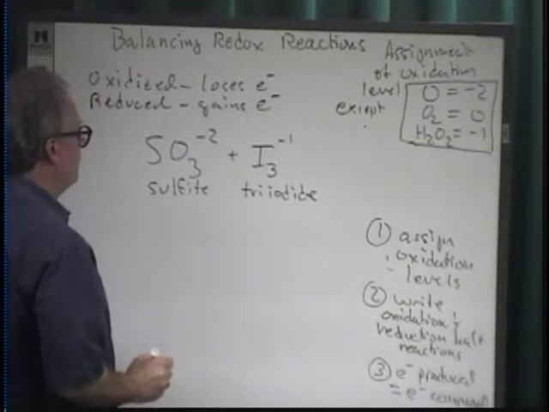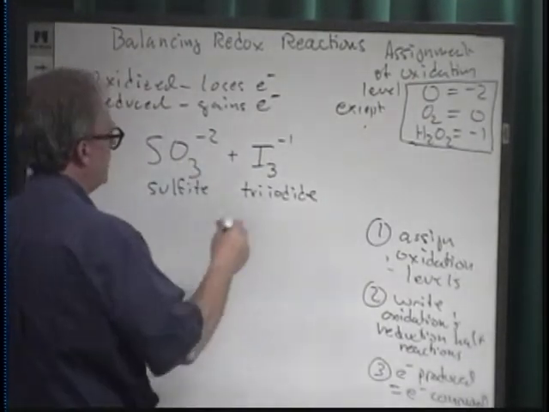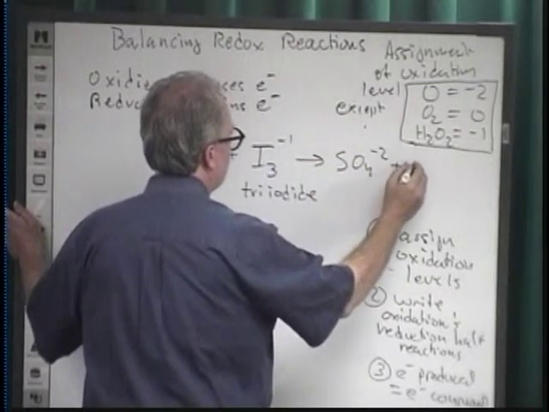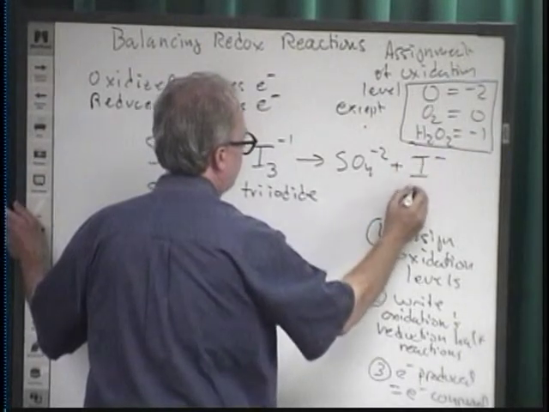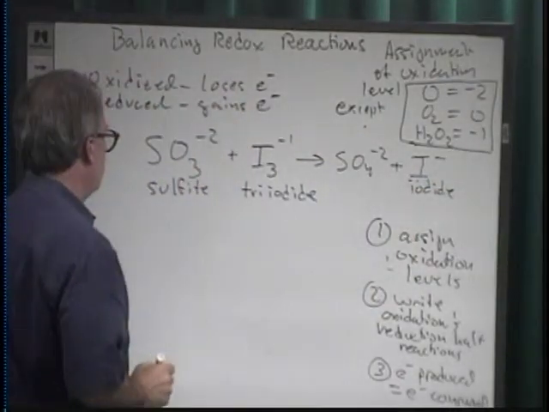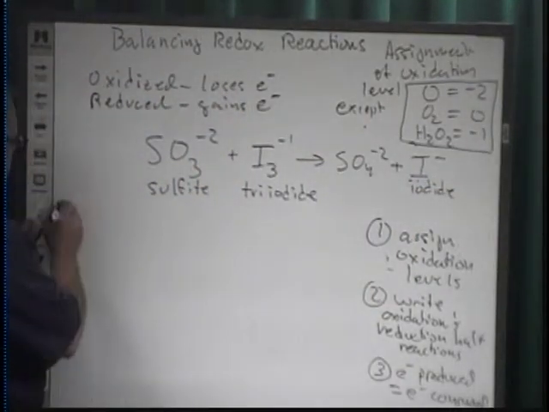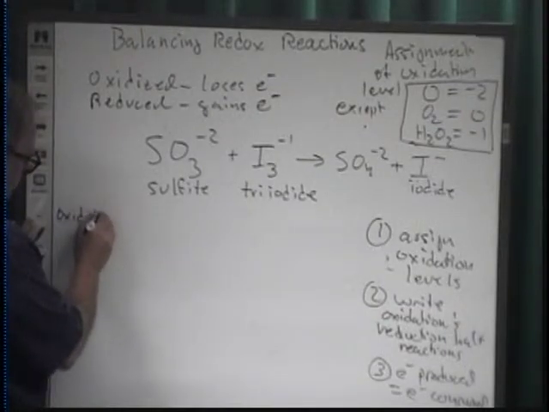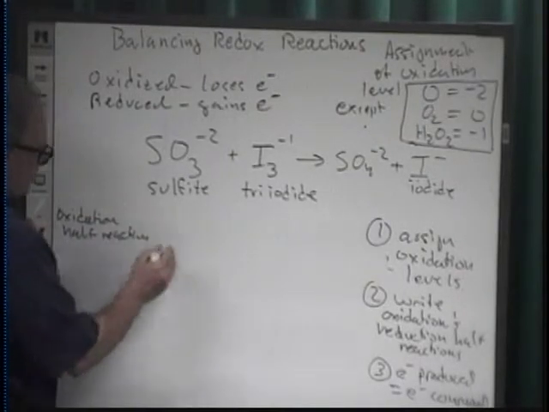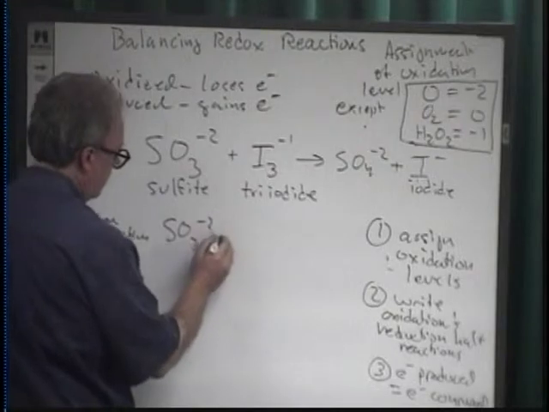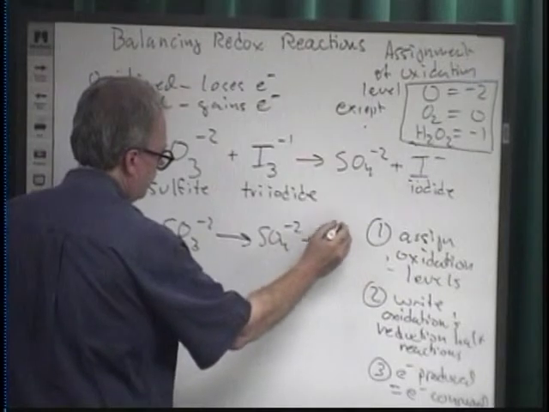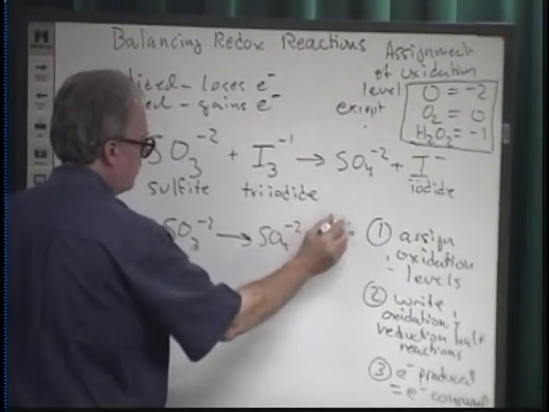Triiodide, okay? And sulfite reacting with triiodide will produce sulfate and will produce iodide, I minus, okay? So we've already taken care of our oxidation half reaction. That's going to be sulfite going to sulfate plus 2 electrons, right, just as it was in the previous example.